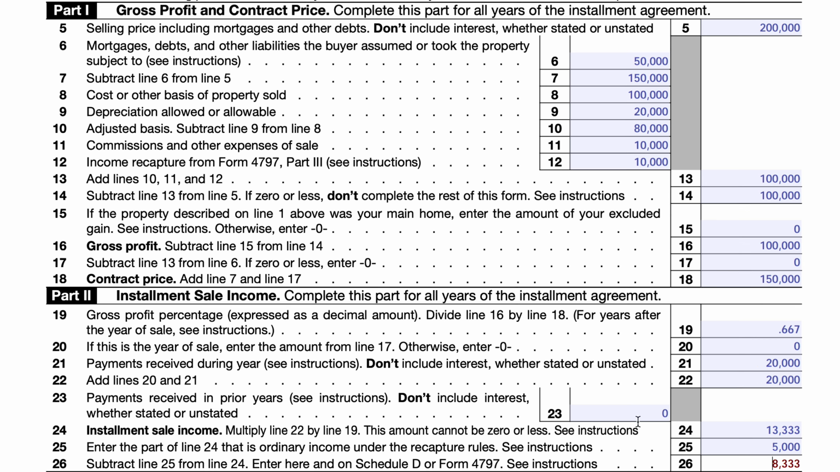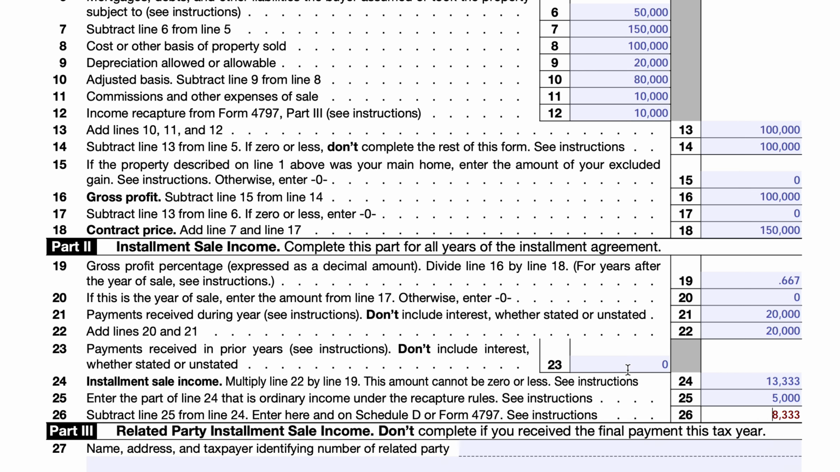Since this is the year of sale, we don't have any payments that we received in prior years. But you would include any other installment income or deemed payments from prior years. There's a definition of what deemed payments are, so you can find that in our article as well. It helps you break that down, but it's probably a little clunky to explain during a video where this might not apply to a lot of people.